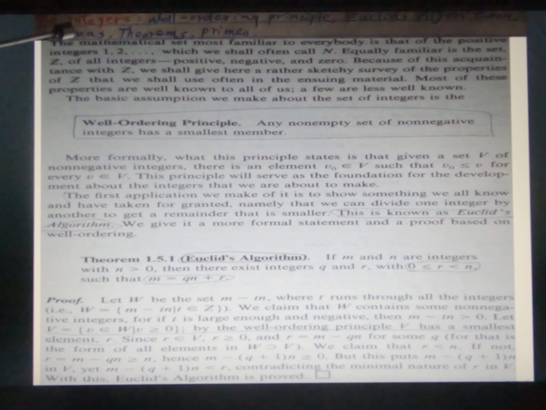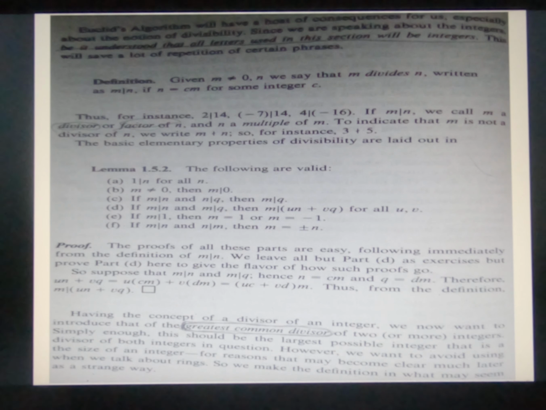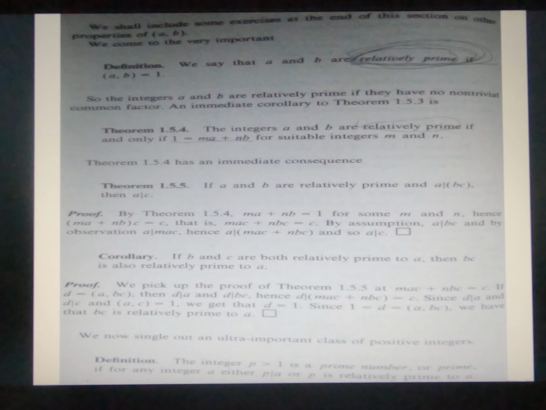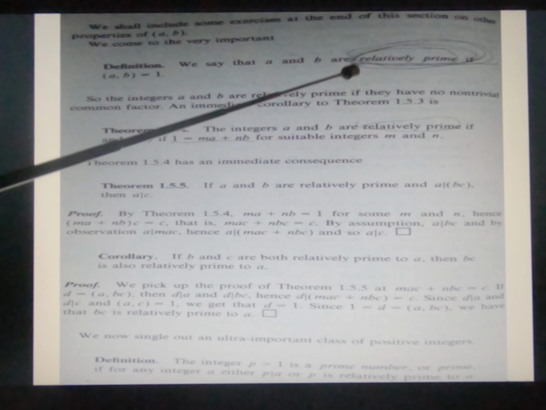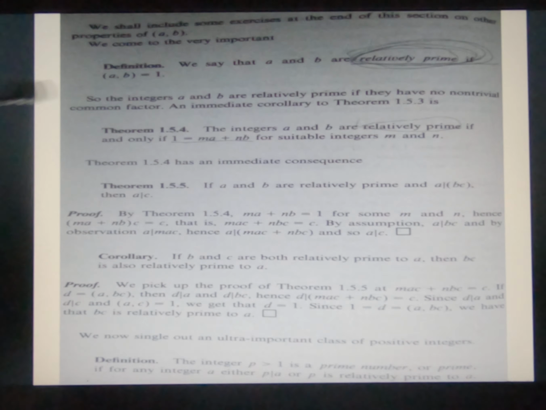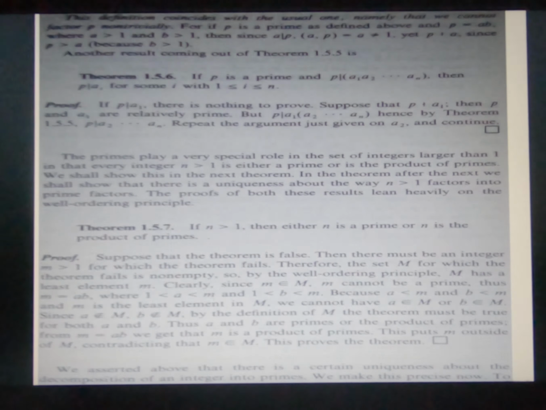And the integers have the well-ordering principle, Euclidean algorithm. Definition. More definitions. Relatively prime. More theorems.